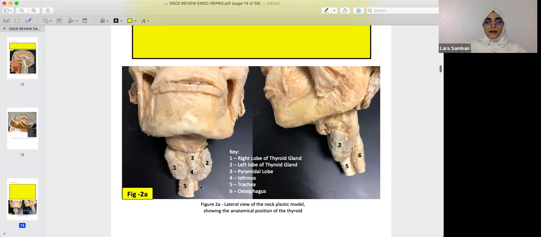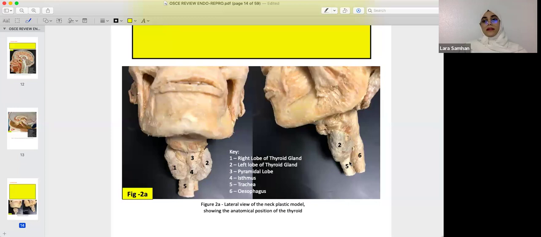And of course, behind the trachea, we immediately have the esophagus. We can see it more clearly in this section. As you can see here, this is basically the left lobe of the thyroid gland. And you can see it's immediately attached to the trachea, which is number 5. And behind the trachea, we have the esophagus. And in the trachea, we have the tracheal rings.